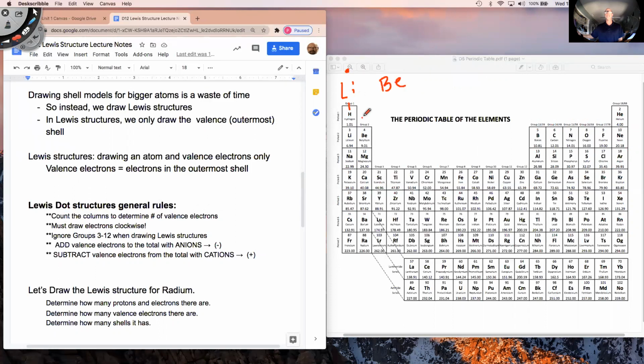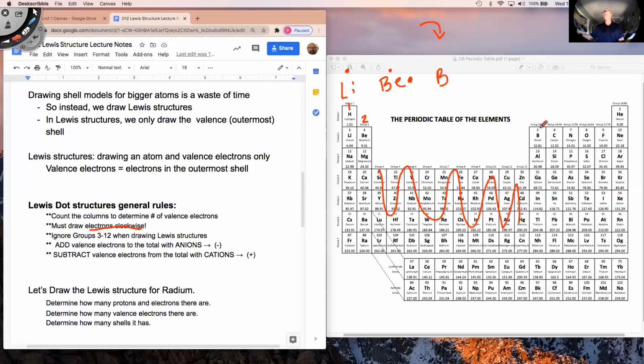Beryllium has 2 valence electrons. Now it says you must draw them clockwise. So you're going to start here, and if you're looking at a clock, that's clockwise. So 1, 2, good. We're going to skip all of these. Remember, these don't count. So we're going to come to boron.